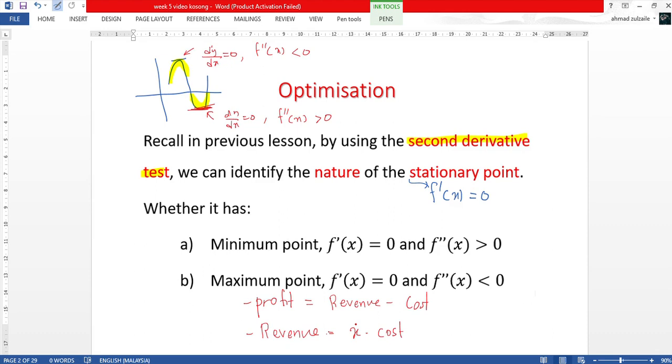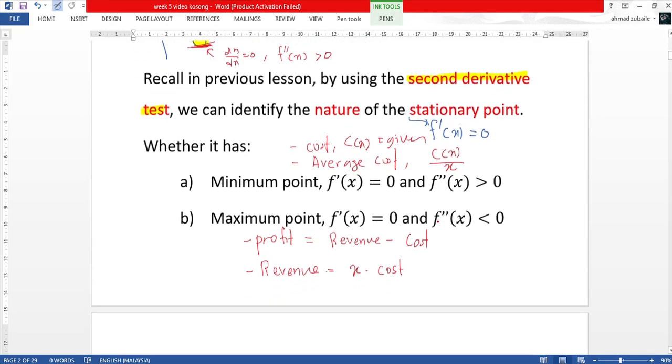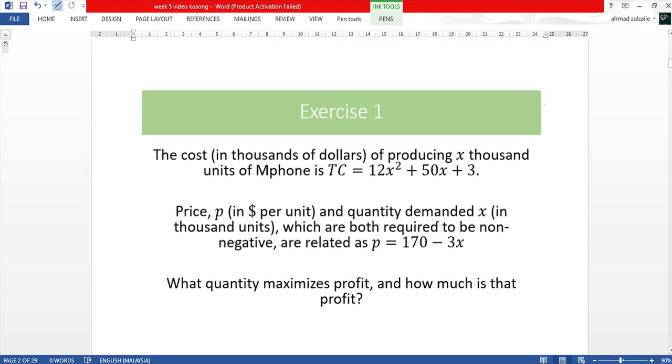Okay, for minimum, usually we ask to minimize the cost, or sometimes the average cost. Usually for cost, C of X is given. But for average cost, the formula is your cost divided by your goods, your cost divided by your quantity of your product. Okay. Alright. So let's take a look at the first exercise given in the slide.